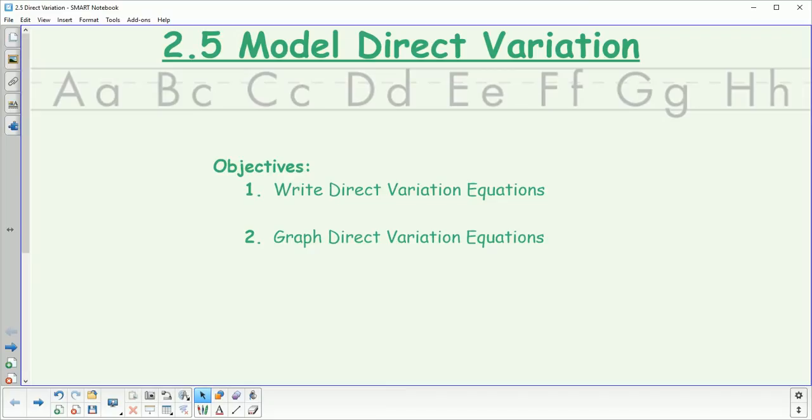Alright, Common Core Algebra 2. So today we're going to talk about direct variation, and in particular how to model direct variation, and even more specifically how we're going to write their equations and then graph the equations that create.